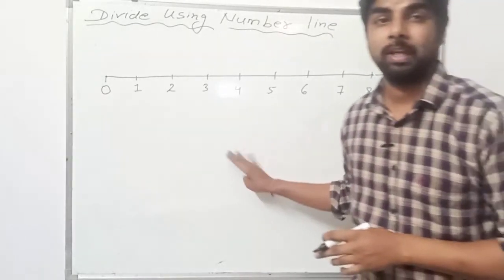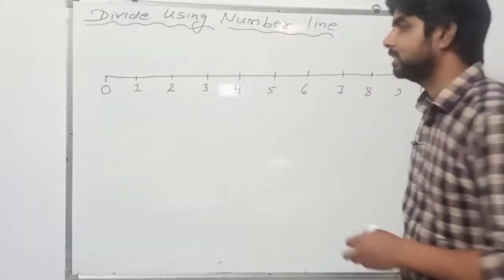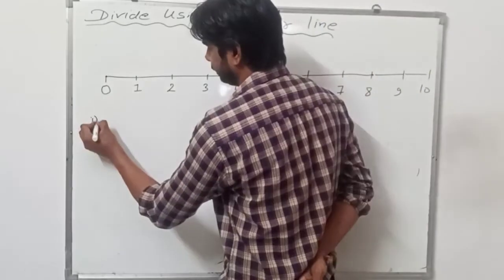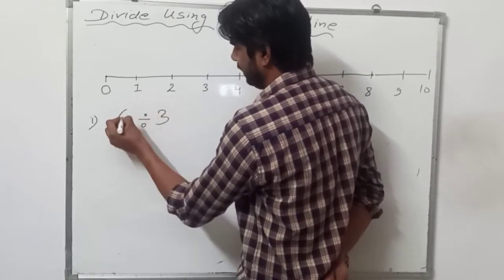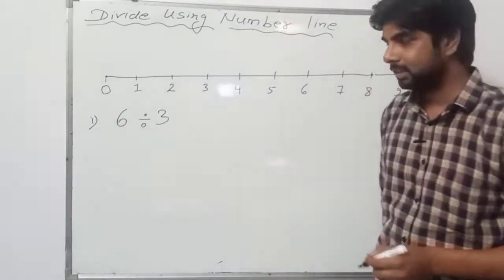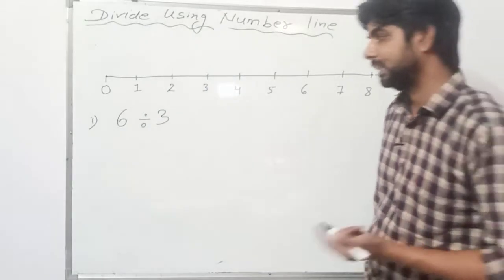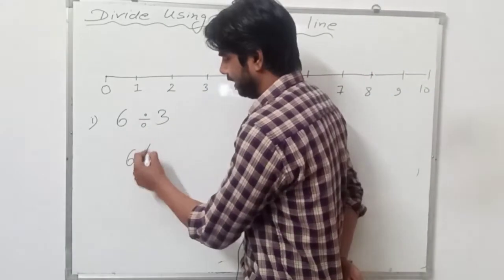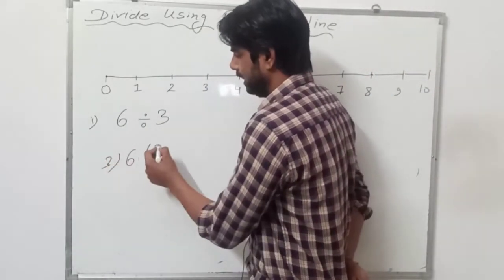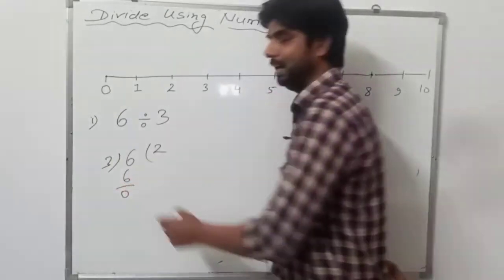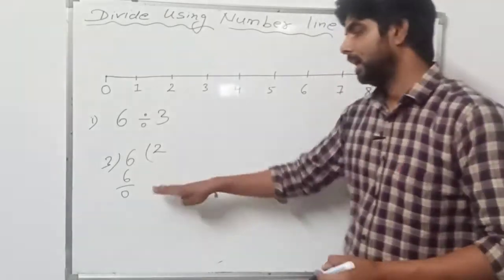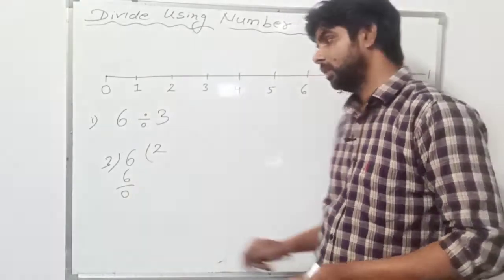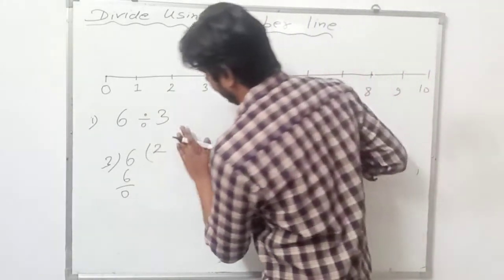Now we will learn how we can divide using this. Suppose we have to divide 6 divided by 3. What do we have to do? We have learned one method. 6 divided by 3: 3 ones are 3, 3 twos are 6, and we will get remainder 0. What is our quotient? 2. And what is our remainder? 0. This is how we can divide.